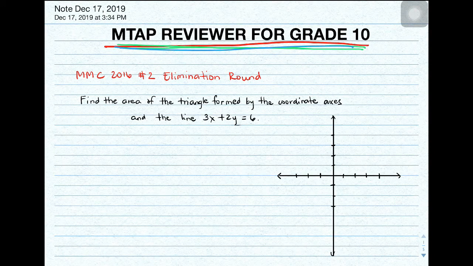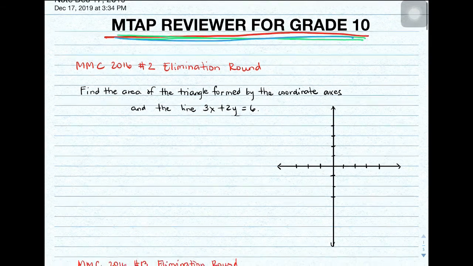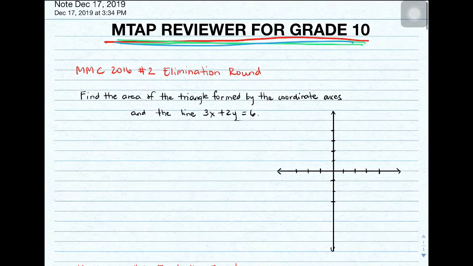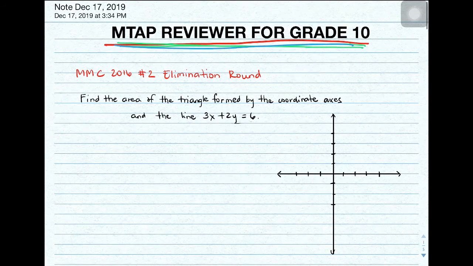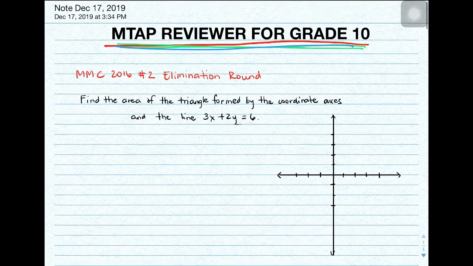In our first question, meron tayo rito. This one is from 2016, item number 2 of elimination round. Sabi dito sa problem, find the area of the triangle formed by the coordinate axis and the line 3x plus 2y is equal to 6. So, paano ba isolve yung ganitong klase ng problem? So, as you can see, meron ako ditong Cartesian plane. This is your x-axis. And this is your y-axis.